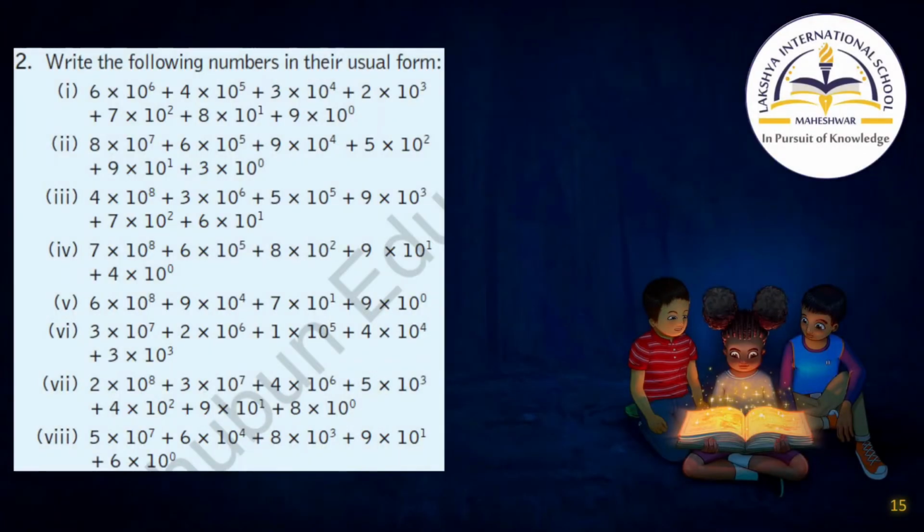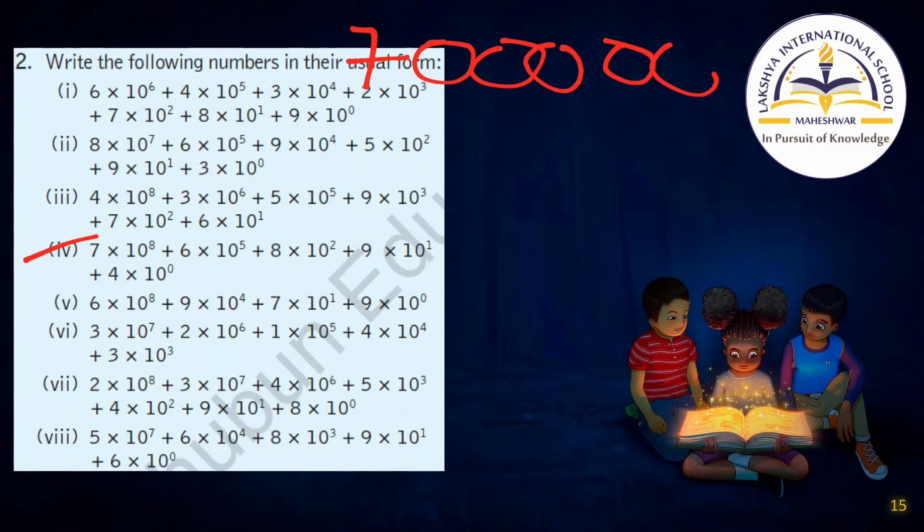In the same way we will solve question number 4. 7 raised to the power 8. So 7, then 1, 2, 3, 4, 5, 6, 7, 8. Now 6 raised to the power 5: 5 zeros, 1, 2, 3, 4, 5.